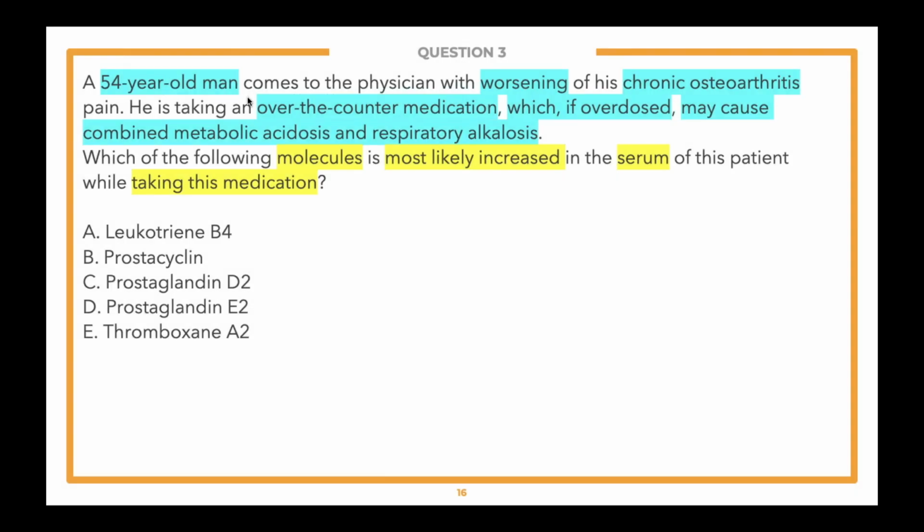And once again, we have 5 answer choices. What we're going to do once again is we're going to start at the bottom and we're going to work our way up to the top. Answer choice E, thromboxane A2. D, prostaglandin E2. C, prostaglandin D2. B, prostacyclin. And A, leukotriene B4.